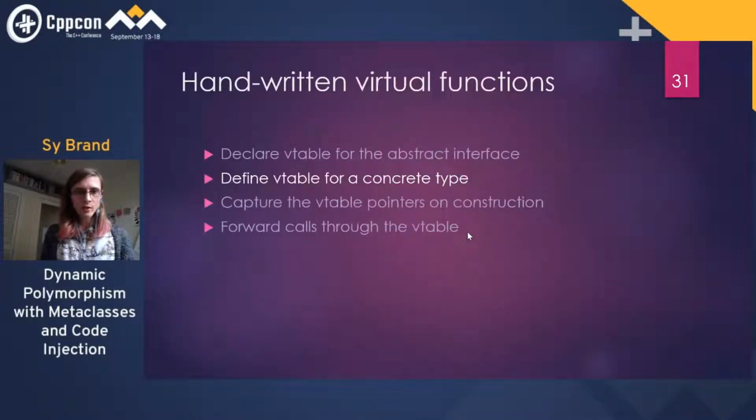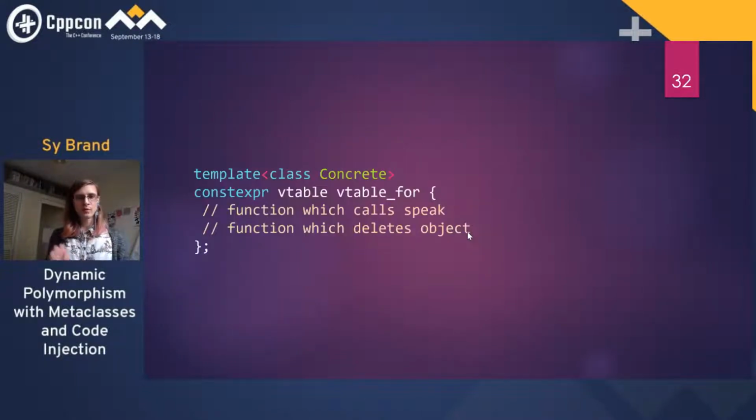Now we're going to define a vtable for a concrete type. So we're going to have an instance. This is a variable template. We're going to have an instance of a vtable, and it's going to be templated on the concrete type, i.e. cat or dog. So we need a function which is going to call the correct version of speak, and a function which deletes the object and calls the destructor. And we can use lambdas for this.